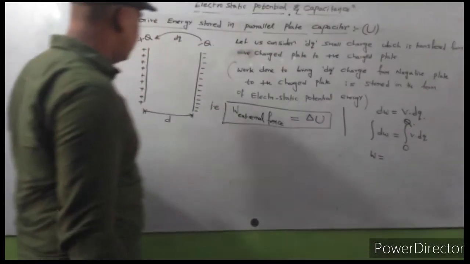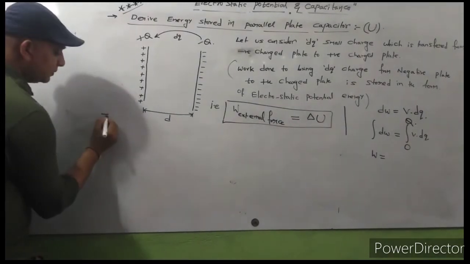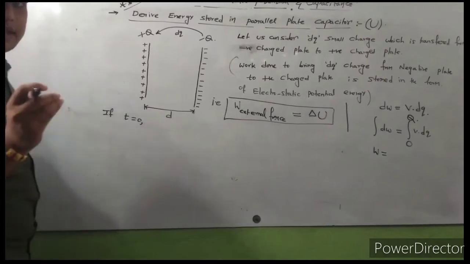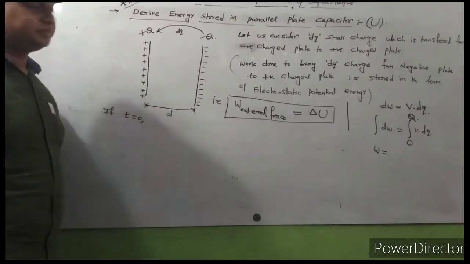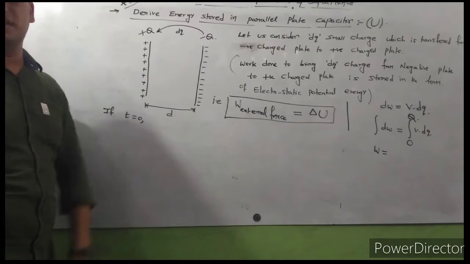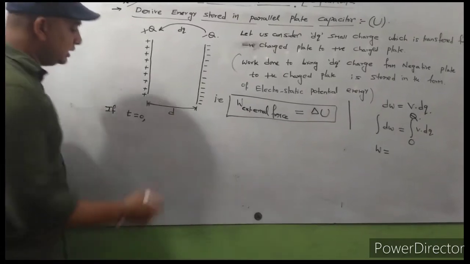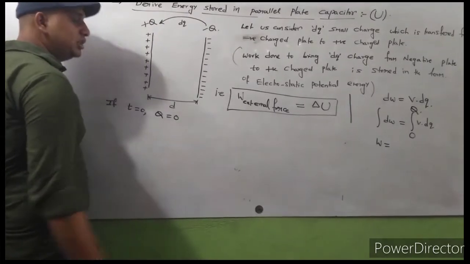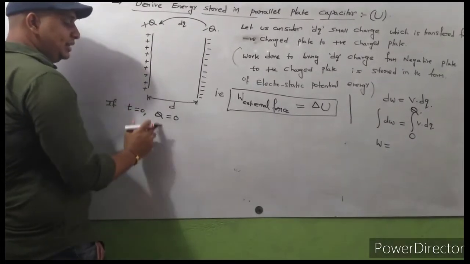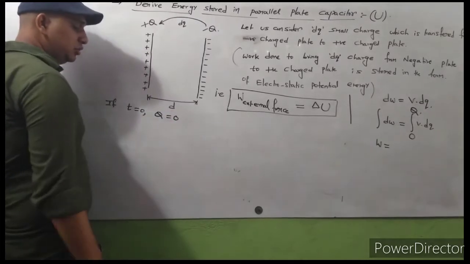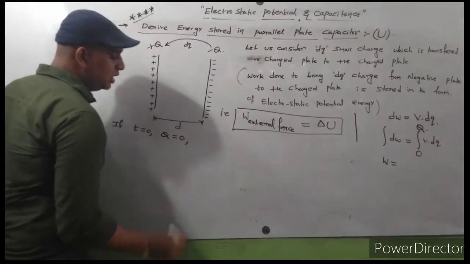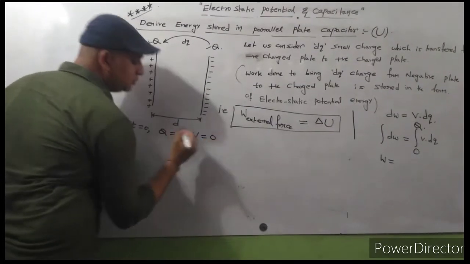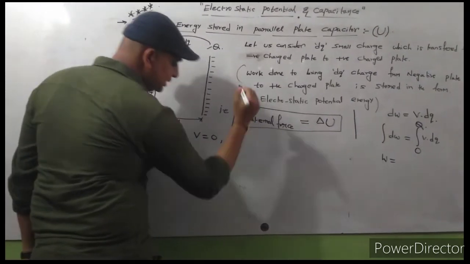For example, if time t is equal to 0, that means the initial case, the process is not started. At that time, charge q is equal to 0. What is the charge attained here? There is no charge transfer at time t equal to 0. That means there is no charge transfer, and V is equal to 0, and the capacitance at that time is C.